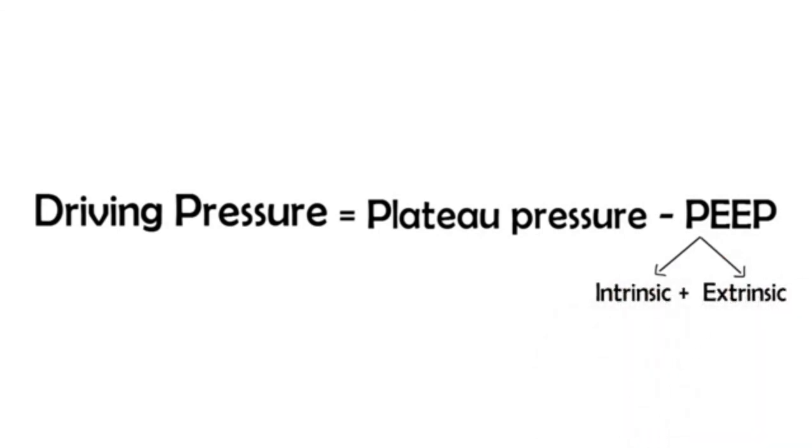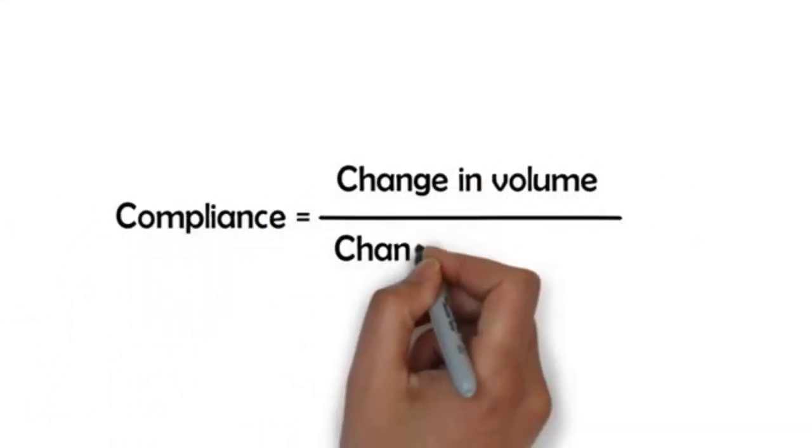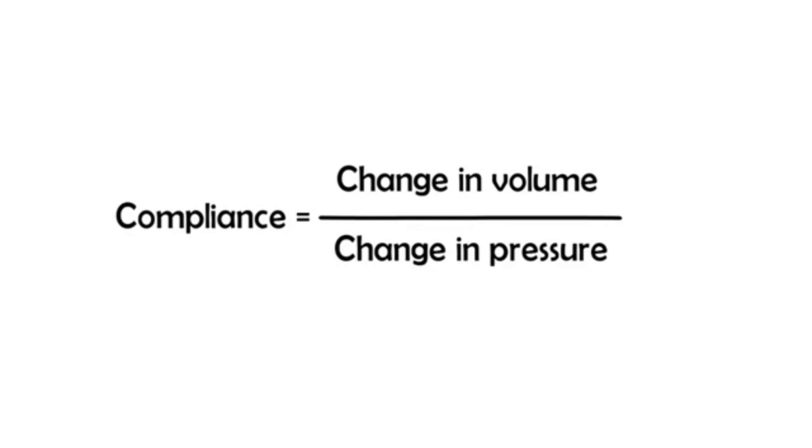Intrinsic PEEP is important to consider, especially in patients with small airway disease, while extrinsic PEEP is the ventilator setting you have control over. The plateau pressure, as we saw earlier, is the end inspiratory pressure. This difference between the plateau pressure and the PEEP is the change in pressure, or the delta P, or your driving pressure. Now the compliance of any system is the change in volume for a unit change in pressure.